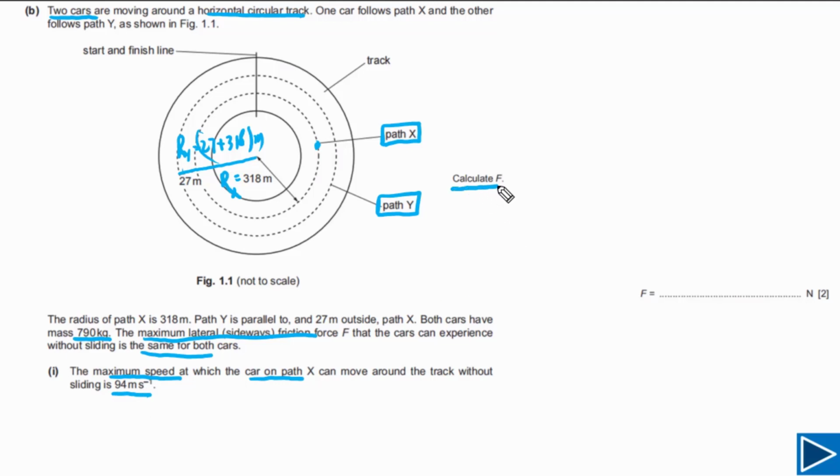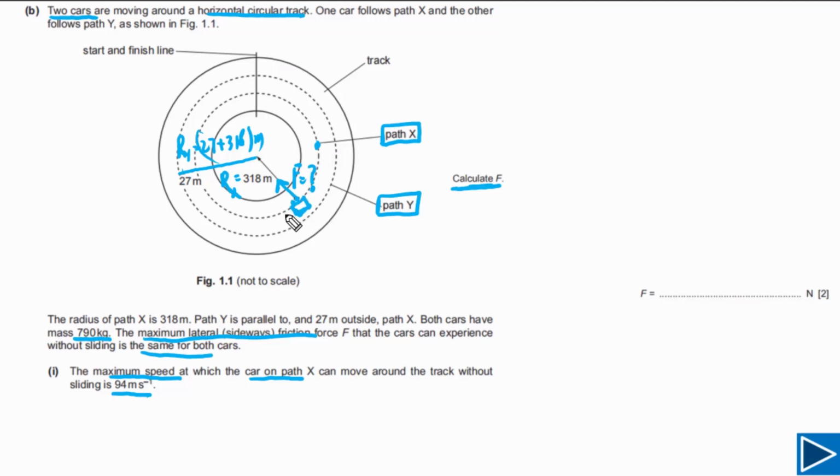And the question is asking us to calculate F, the force acting on car X, the car moving in circle X. So we can simply imagine that this is the car and it is moving in circle X. We need to find the force acting on it, the frictional force acting sideways, and this is F.